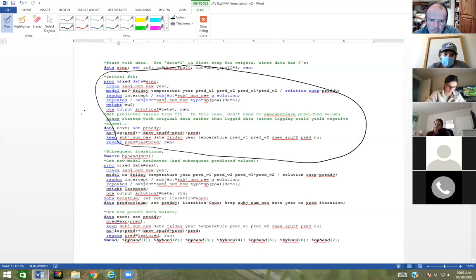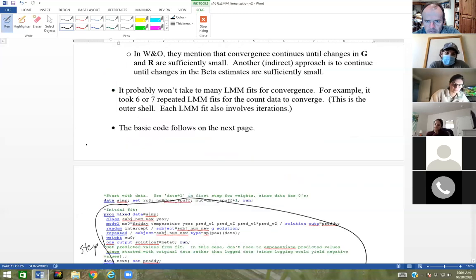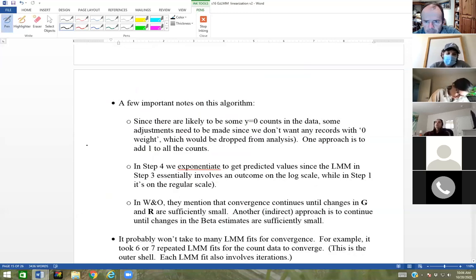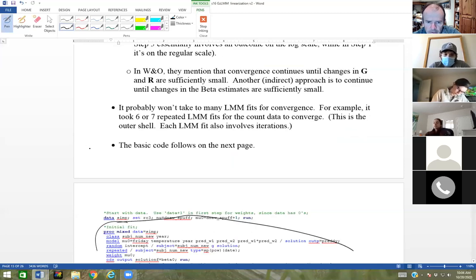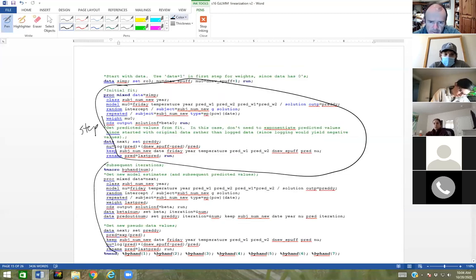This is just step 1, where you get the initial values, and then you get your pseudo data. And then this is the iterative part where we're repeating steps 3 and 4. What was step 2 again? I forget that. So actually step 1 and step 2 are shown up here, where you fit the model and you get your pseudo data. So steps 1 and 2. And then these are steps 3 and 4.